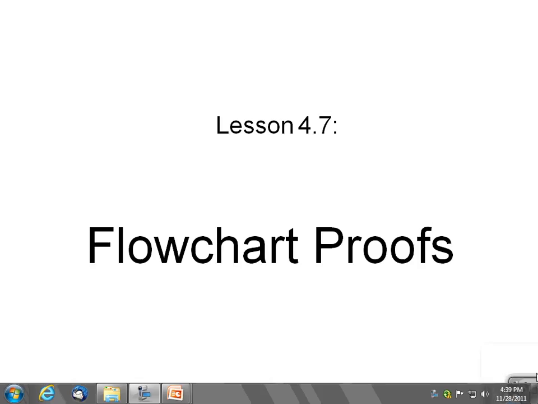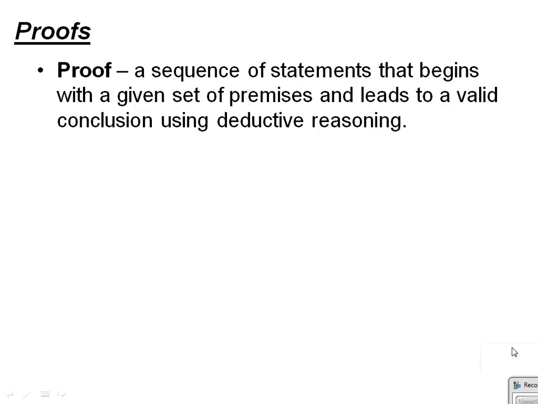Lesson 4.7 on flowchart proofs. Now, we have avoided for the longest time until now what a proof is. Now that it's arrived, let's go over it in fine detail. A proof is a sequence of statements that begins with a given set of premises or a given set of facts and leads to a valid conclusion using deductive reasoning.